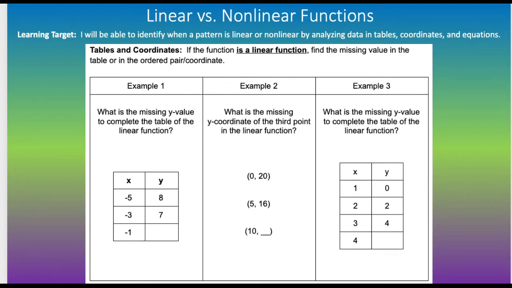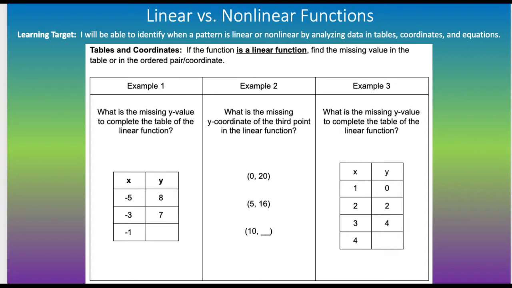Now we're going to look at tables and coordinates. And this time we are given the information that the functions we are looking at are, in fact, linear functions. So knowing that they're linear, we need to find the missing value in the table or in the ordered pair coordinates. So let's look at example 1.